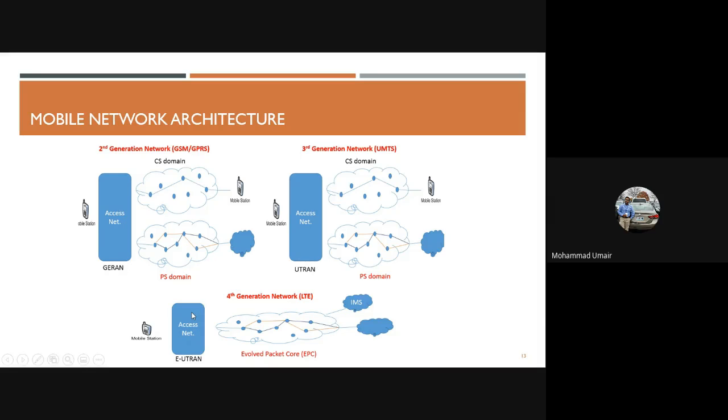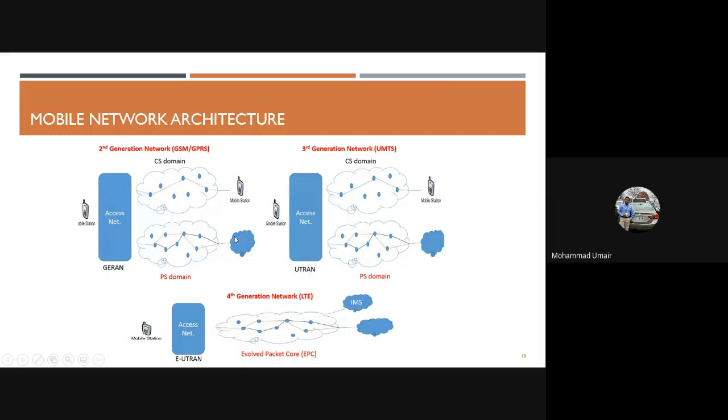When the system was designed, Node B was just given some name, with the idea that we'll rename it later. But when the standards were frozen, they did not change the name, and it went on as Node B. So in 3G it was called Node B, then evolved eNode B, and in 5G it is called gNode B.